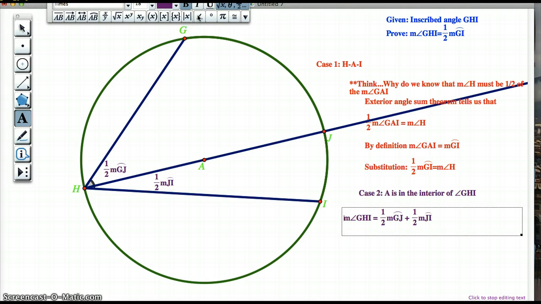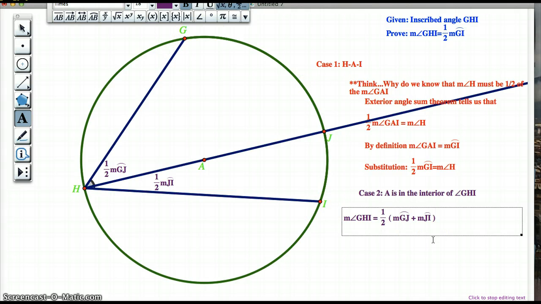plus 1/2 the measure of JI. Now I can factor out that 1/2 and pull that out and put this in parentheses. Take out that 1/2, right? So we just factored out the 1/2 times all of this. Well, if you note, the measure of GJ plus the measure of JI is just the measure of GI.